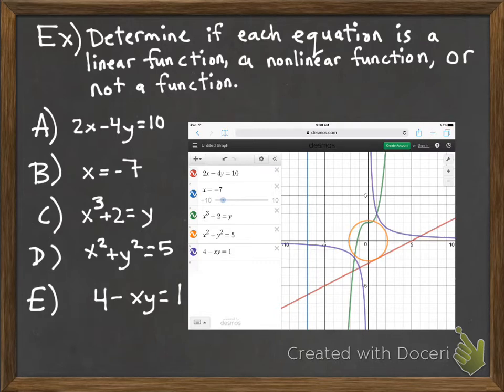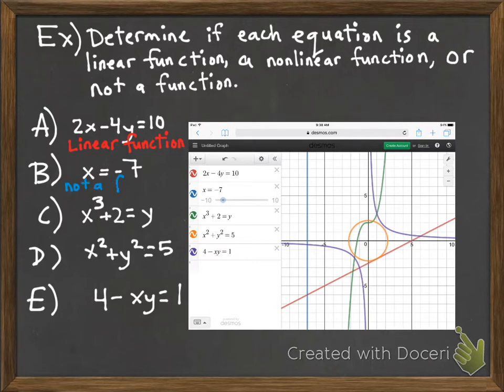The top equation, equation A, I've graphed in red. You can see here on the graph that it's a straight line, so that would be a linear function. The second equation, equation B, I've graphed in blue. It's a straight up and down vertical line. Now that might seem like a linear function, except that it doesn't pass the vertical line test.